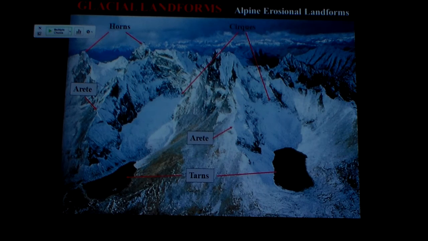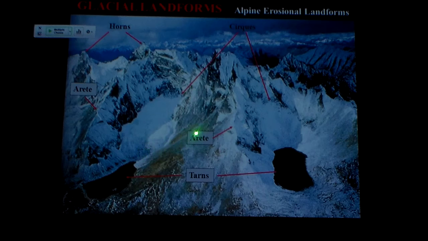So, here's the beginnings of a glacier. You can see a couple of these cirques right here. Here's one here. You can see the head wall here. You can see this ridge out here. Notice it's got a lake in the bottom when it's melted. And that's known as a tarn lake, T-A-R-N. And here's another cirque, another tarn lake there.